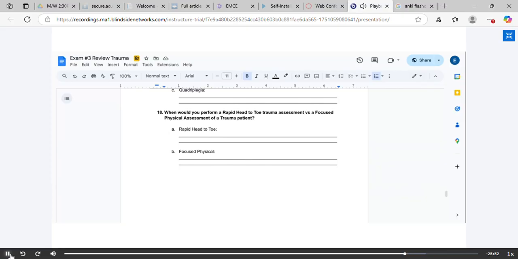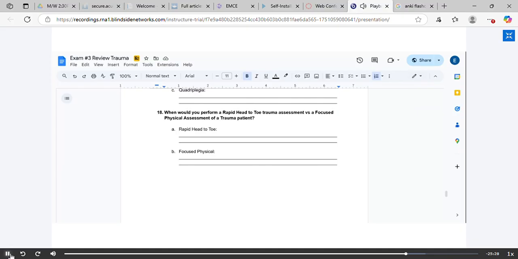Rapid head to toe versus focused. So a rapid head to toe needs to be done. And a rapid head to toe is a 10-second head to toe assessment where you're looking for life threats. This absolutely needs to be done when you have a patient who is unconscious or semi-conscious and they're not able to talk to you and tell you what's wrong.